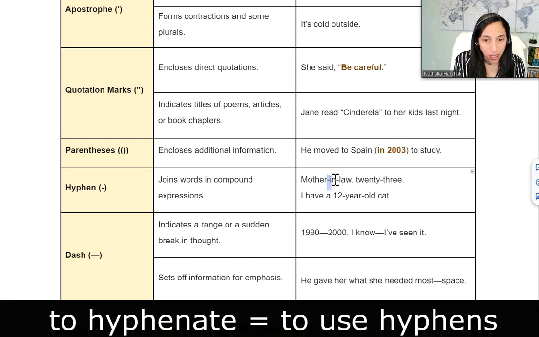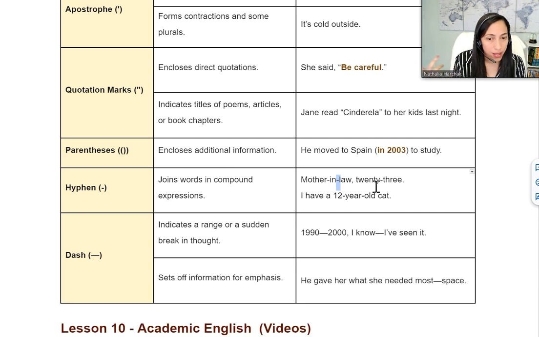You need to use hyphens when you write mother-in-law, father-in-law, brother-in-law, etc. Numbers like 23, 31, 95, etc. Or in more advanced English, we can use hyphens to join some words that help us describe a noun. For example, I have a 12-year-old cat. Can I say I have a cat that is 12 years old? I can, totally.